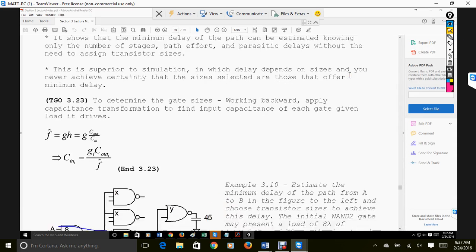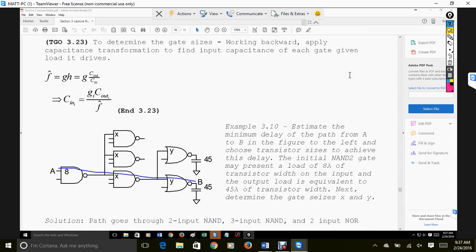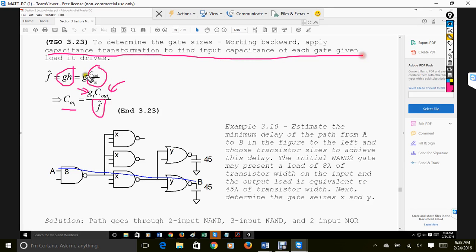And so how do you do that? GGO 3.23, and then we're going to do this example question that should show you precisely how it's done. So you work backwards. You have your logical effort and electrical effort, and that's equal to the ratio C out equals C in. And then if you solve it, we have our best path effort, the output capacitance, times the logical effort. So working backward, apply capacitance transformation to find the input capacitance on each gate given the load that it drives.